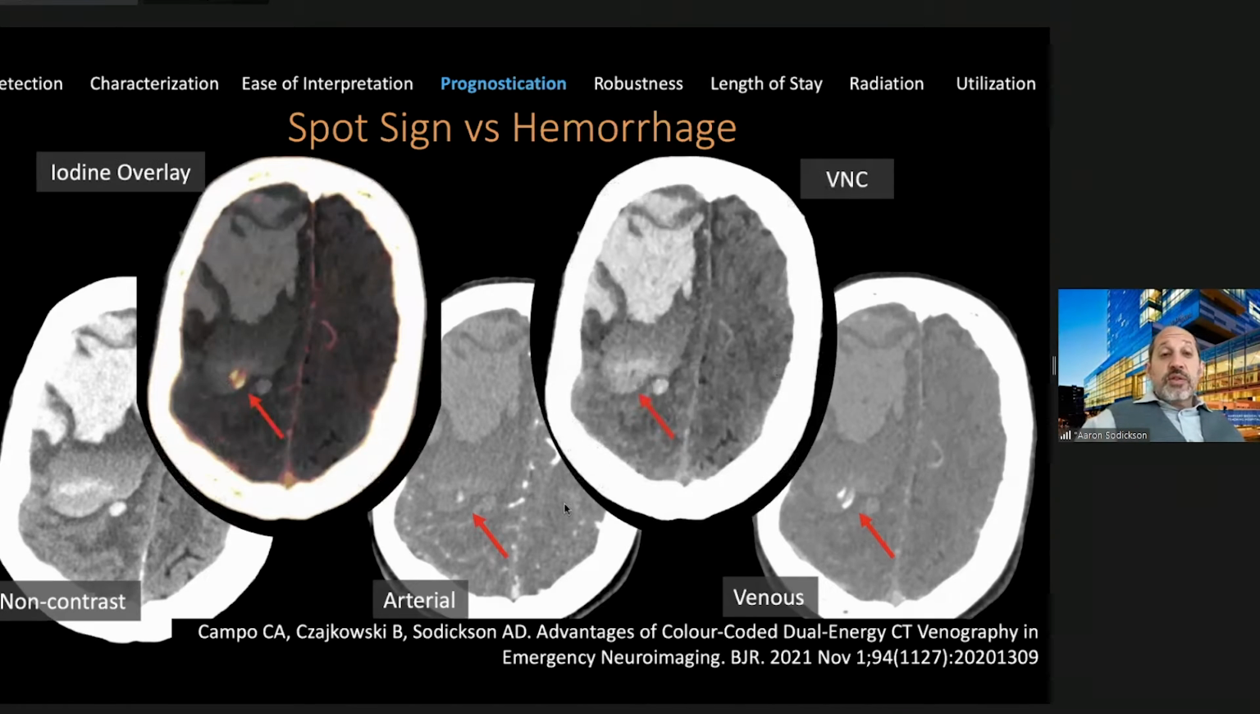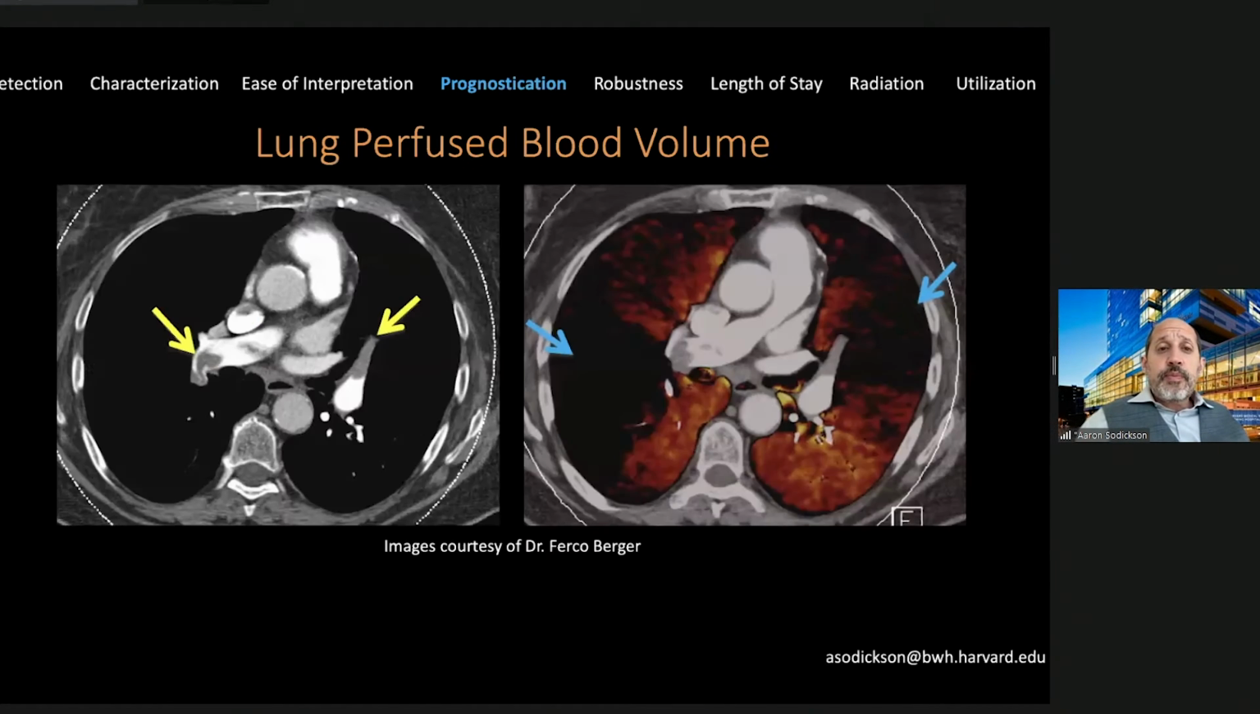But we can also diagnose this very easily with a simple iodine overlay image, highlighting that area in orange, and the fact that it disappears on the virtual non-contrast image. I will always jump to the iodine overlay image for anything relating to iodine extravasation, and can certainly go back to confirm on the additional source images, but I find this a much faster way to do these scans. And in this case, the spot sign is a very important prognostic sign for hematoma expansion.